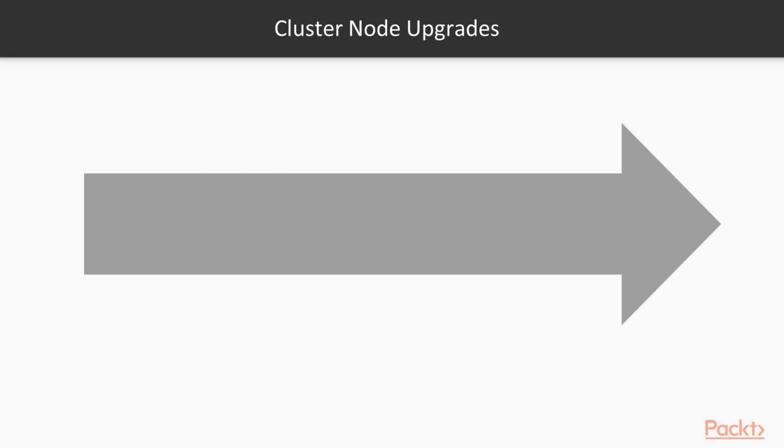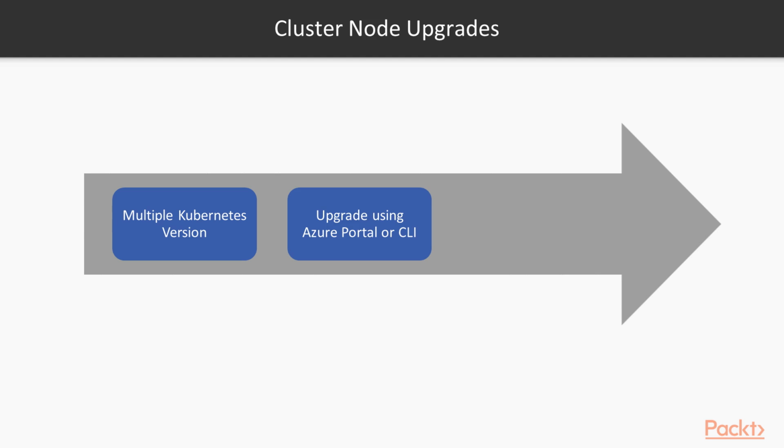Azure Kubernetes Service offers multiple Kubernetes versions. As new versions become available in AKS, your cluster can be upgraded using the Azure portal or the CLI. During the upgrade process, nodes are carefully cordoned and drained to minimize disruption to running applications.